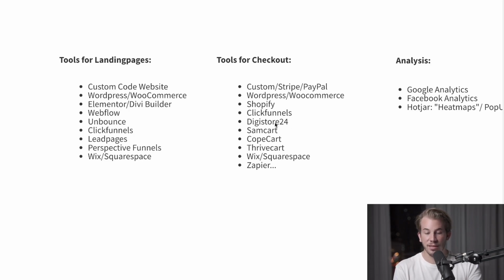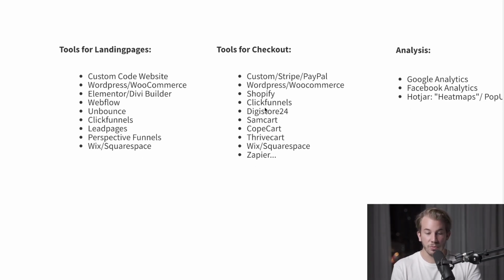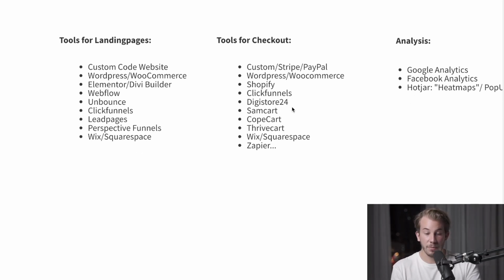Another tool is called Digistore. It's I think mainly a German tool, so I'm not going to talk too much about it. What I can talk a lot about is Samcart, Copecart, and Thrivecart. These are main tools. They are optimized for highly conversion optimized checkout, for e-commerce, for software, for coaching.